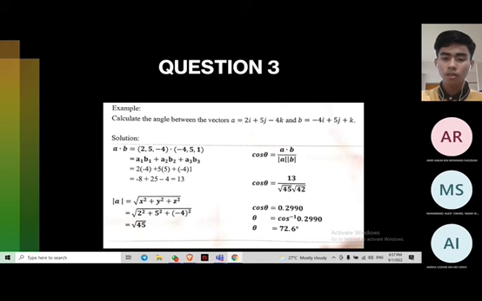Kita akan dapat cos theta sama dengan 0.2990. Theta sama dengan cos negatif 1 0.2990. Kita akan dapat theta sama dengan 72.6 darjah.